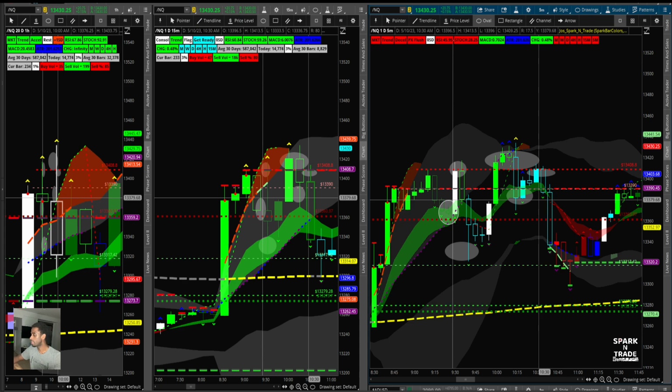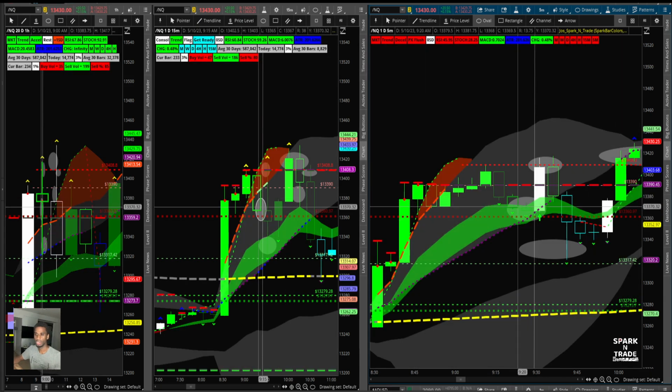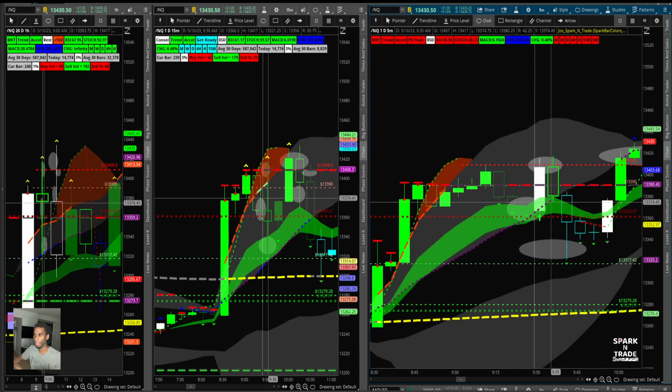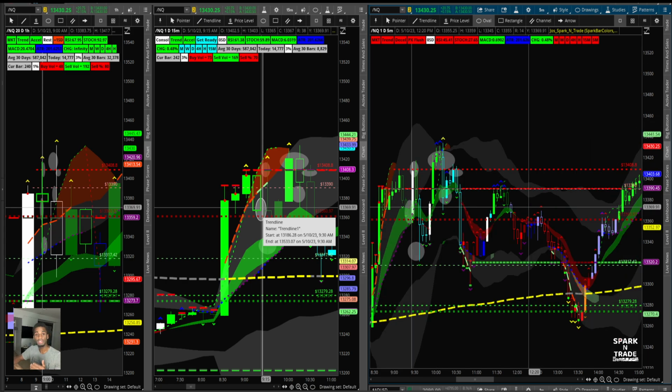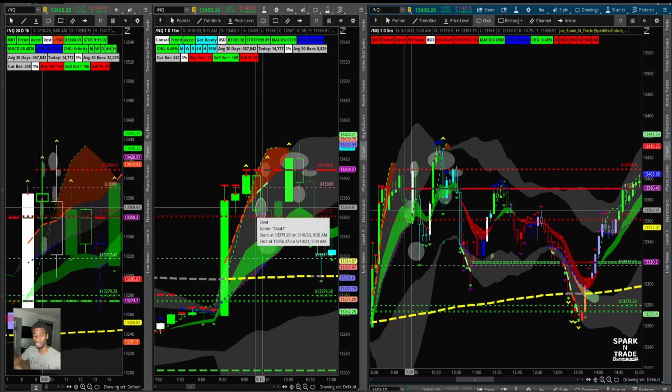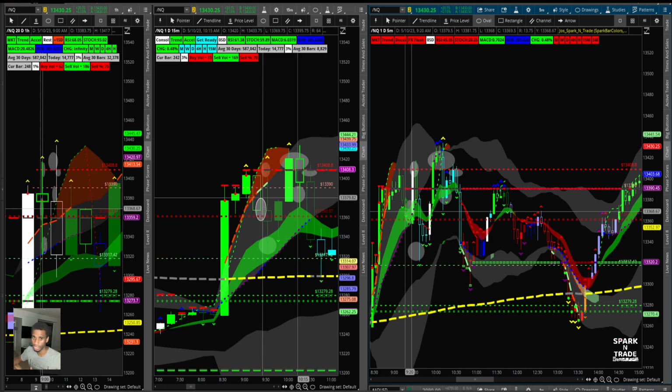Or rather, it is a wick on the, let me see, the 15 minute. So it's, no, it's not. Let's just keep it moving. All right, but it's definitely a powerful candle to the upside. So bulls are so strong that they sent that thing up.